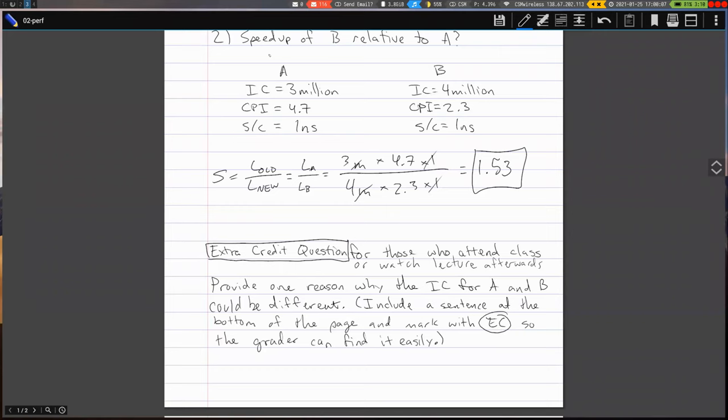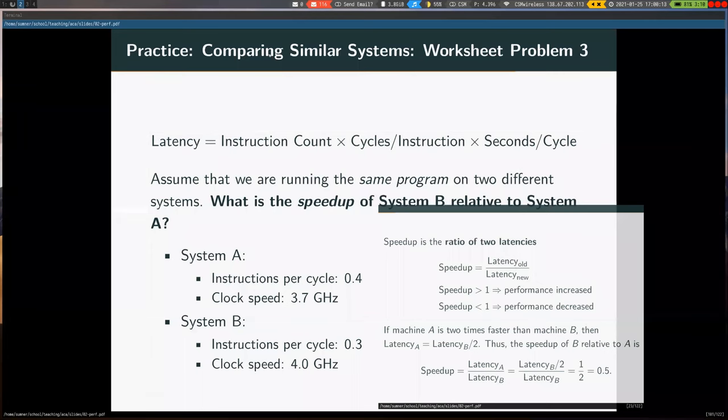So let's move on. Here's another worksheet problem. And this time I have not given you the instruction count, right? There's no instruction count on system A or system B. So, any ideas of what you can do to still get an answer here? Any ideas?